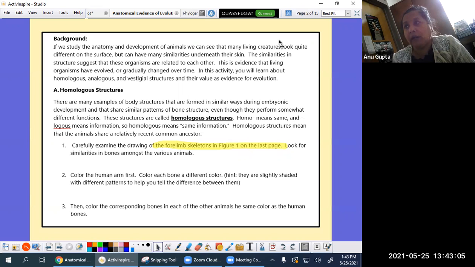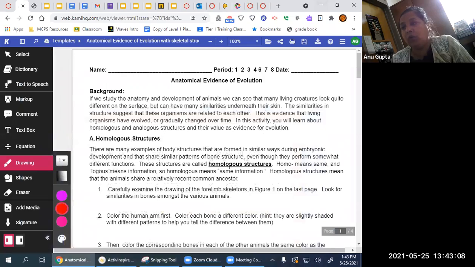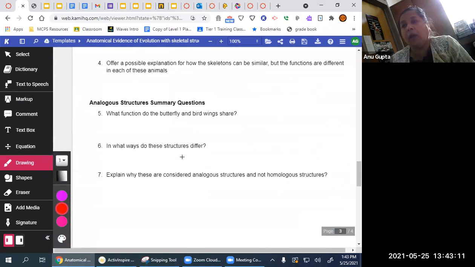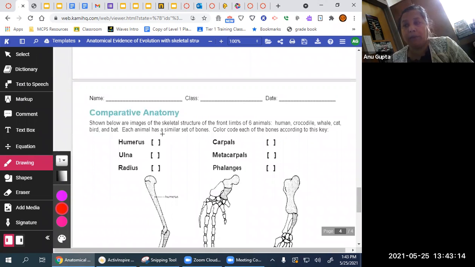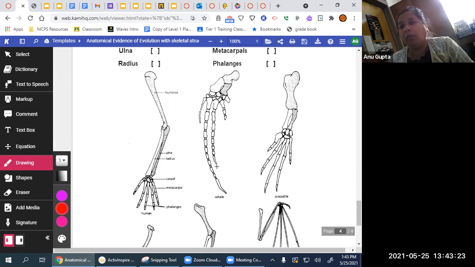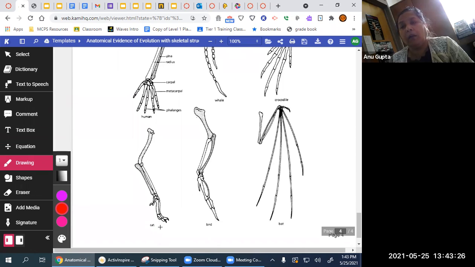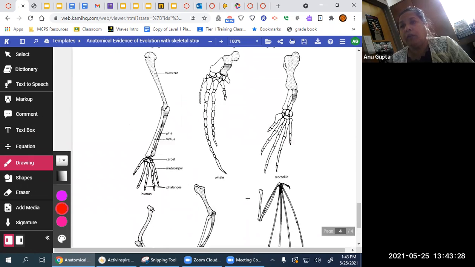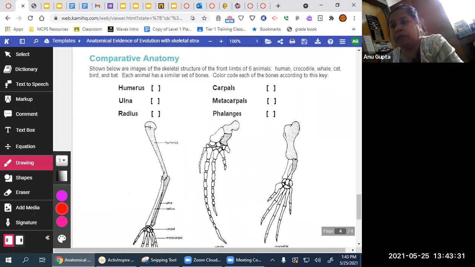So let's look at that assignment where it is. If you scroll down in your assignment, you have this page, which is the comparative anatomy page. This is the page I'm talking about, where you're going to color the human arm and the corresponding bones for the whale, the crocodile, the cat, the bird, and the bat. As you can see, each bone has a pattern to identify which bone it is referring to, because the sizes and shapes are different. So let's get back and I'll color with you so that you can color along with me.